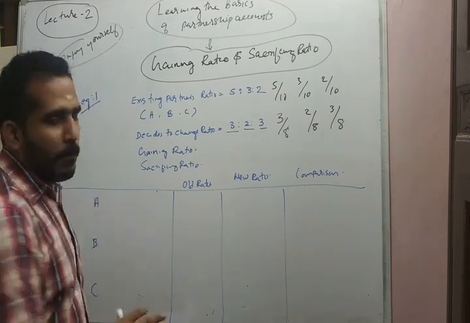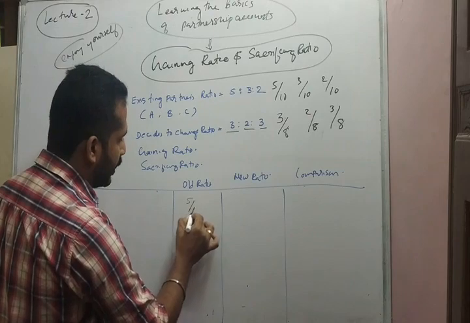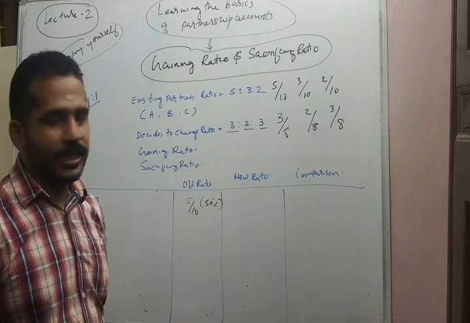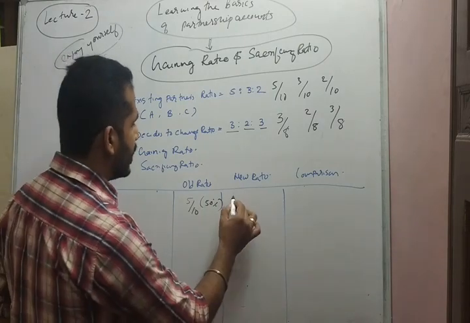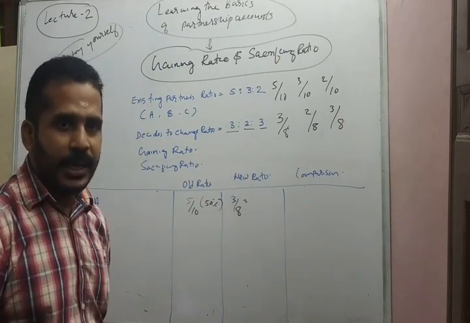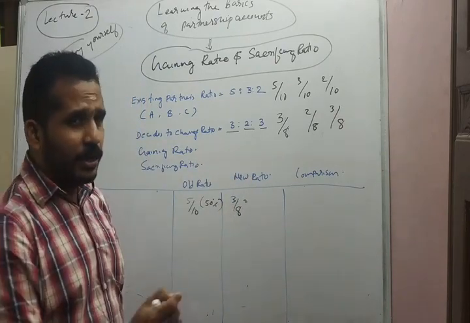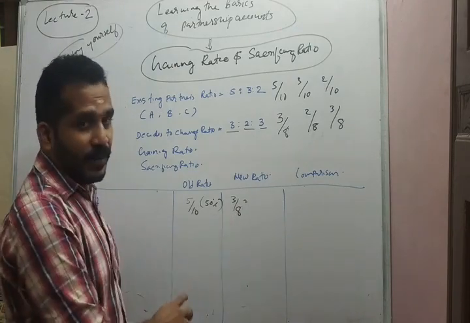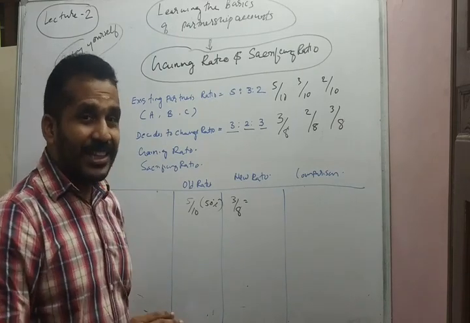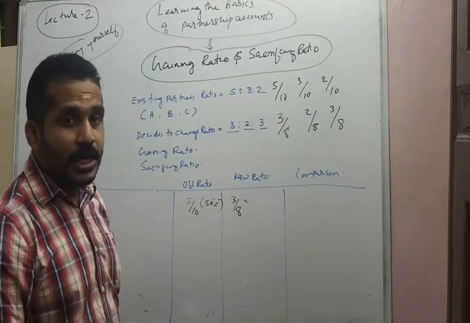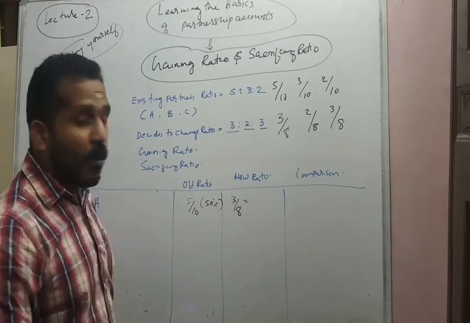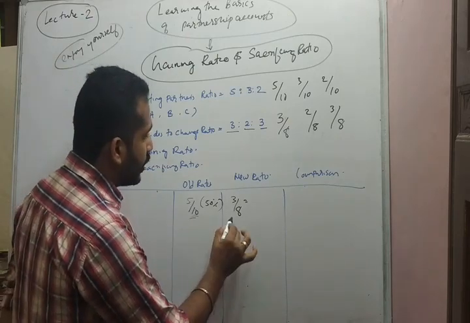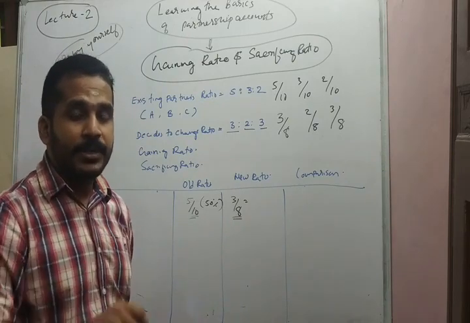For partner A, the old ratio is 5 by 10, that means 50%. Then the new ratio is 3 by 8. Since it is 3 by 8, it is quite difficult to compute the percentage. So previously 5 by 10, now 3 by 8. When we compare, we should analyze whether there is loss or gain. In order to compare, the denominator should be the same.